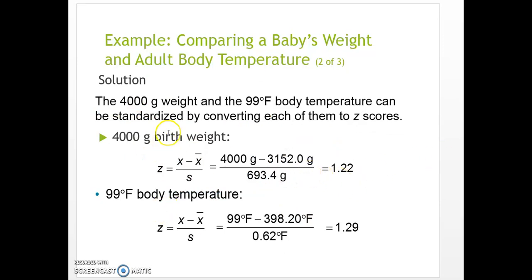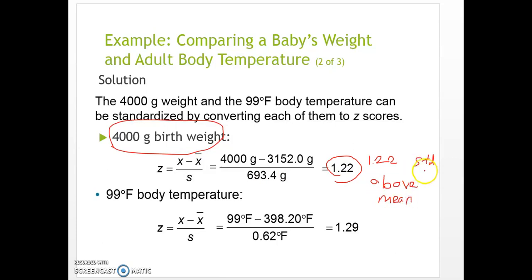So let's convert each of these birth weight and temperature to their z-score. Again, the formula is the data minus the mean, and then we divide by the standard deviation. For the baby's birth weight, if we apply this formula, 4,000 grams minus 3,152 grams divided by 692 is 1.22 for the z-score. So it's 1.22 standard deviations above the mean.